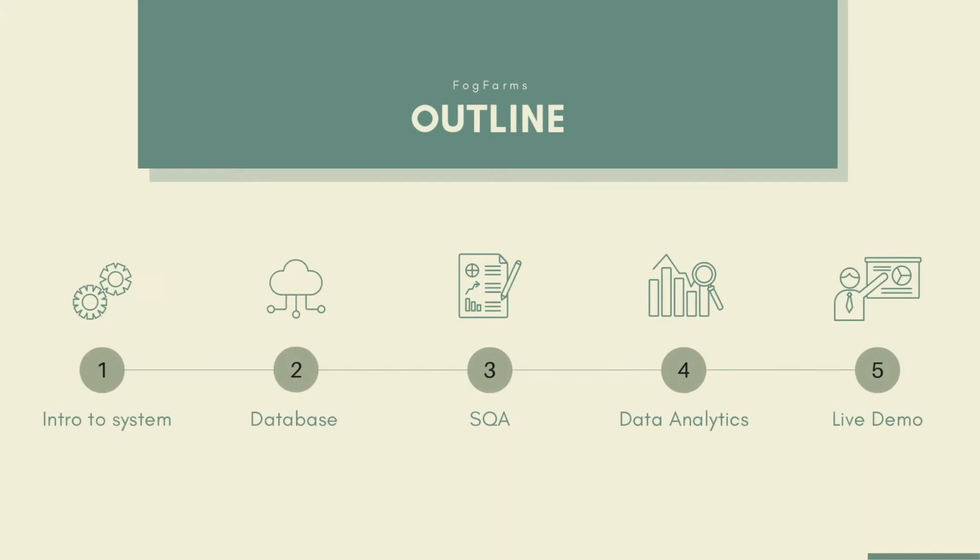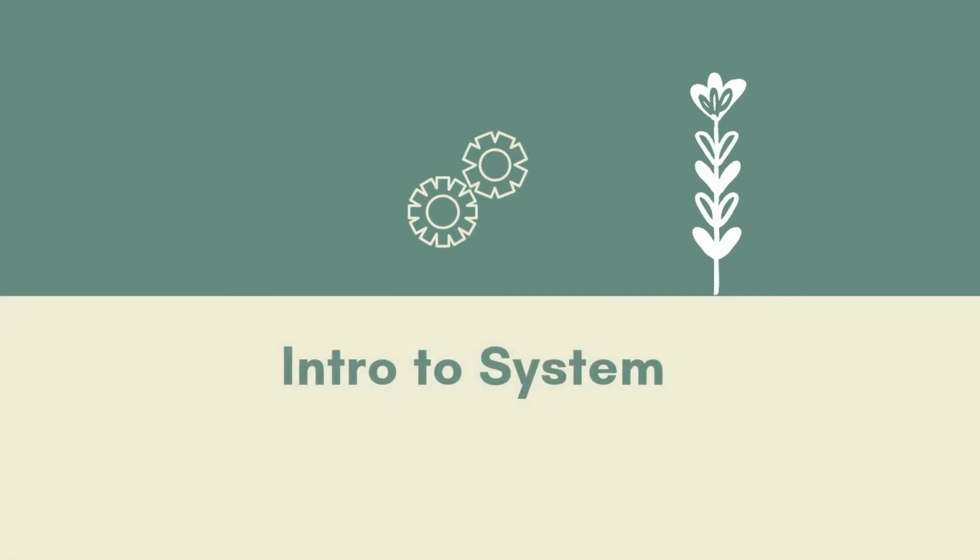Before we get started, I would like to provide an outline of our presentation to help you, the audience, follow along better. We're going to start off with the introduction to our system, what FogFarms is all about. Then we're going to discuss the database. After that, we're going to discuss the SQA, the software quality assurance testing we performed on our system. Then the data analytics, and we're going to end our presentation with a live demonstration of our system. So let's get started with the introduction to our system and our team, FogFarms.